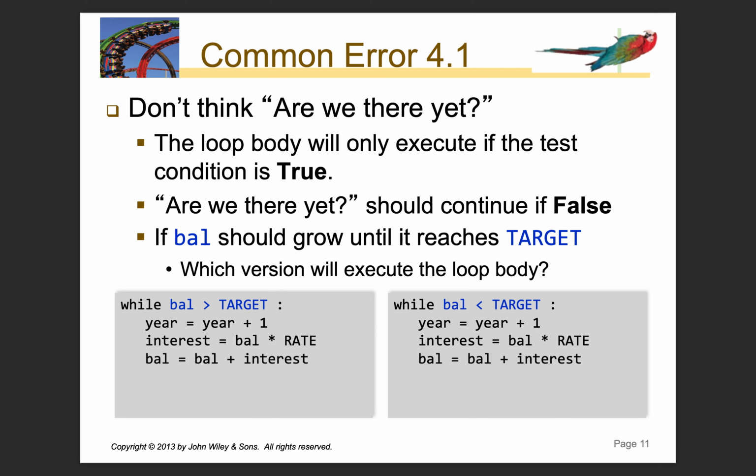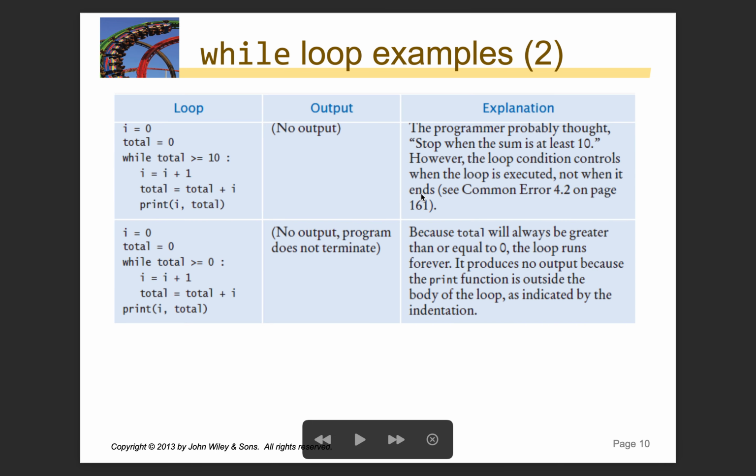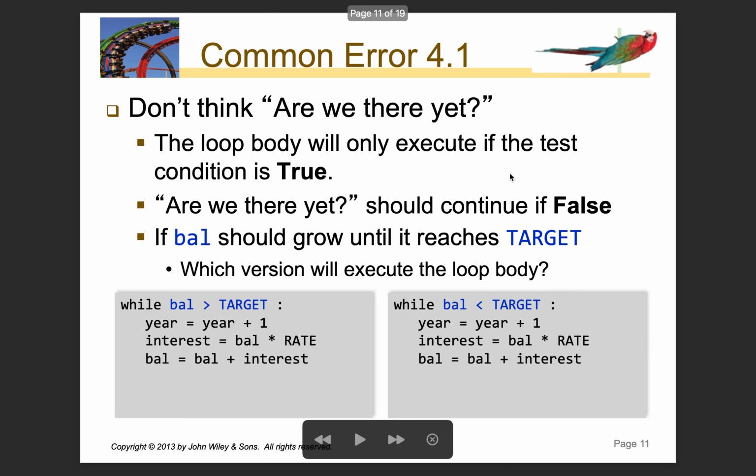So the common errors that we often see are: don't think, are we there yet? The loop body will only execute if the test condition is true. This goes back to the idea of the programmer probably thinking, stop when the sum is at least 10. However, the loop condition controls when the loop is executed, not when it ends. So, are we there yet should continue if false. We're not there yet, we're not there yet.